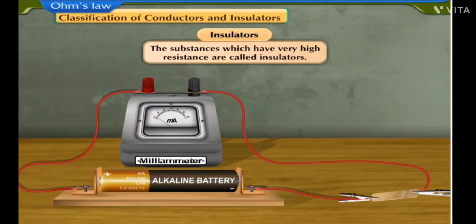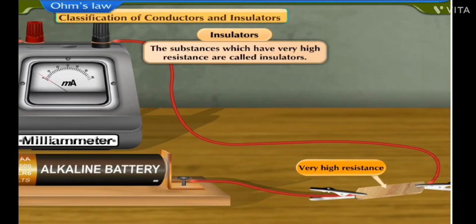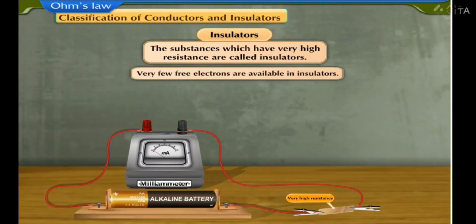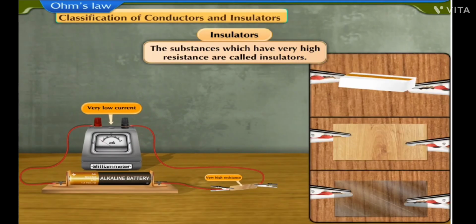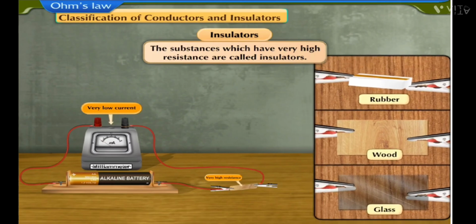The substances which have very high resistance are called insulators. In insulators, very few free electrons are available. Thus, a very low current passes through them. In other words, they offer a high resistance to the flow of the current. Rubber, wood, glass are good insulators.